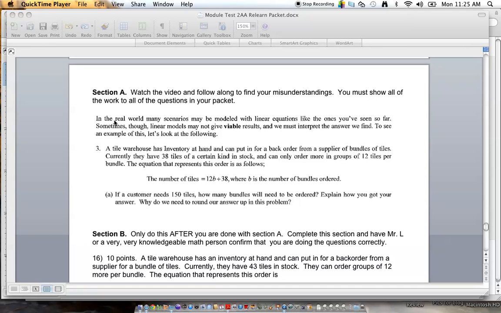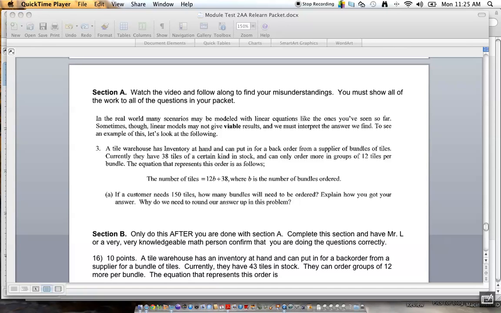These are real world linear problems and applications. Let's go through this question, and then this is the last thing you need to do on your Relearn packet, and be happy because now you're also helping yourself on the next section coming up. Okay, so here we go. In the real world, scenarios are modeled with linear equations like the ones you've seen so far. Sometimes the linear models are not always done like that, but they are now. So let's go through this and understand what's going on in the real world.